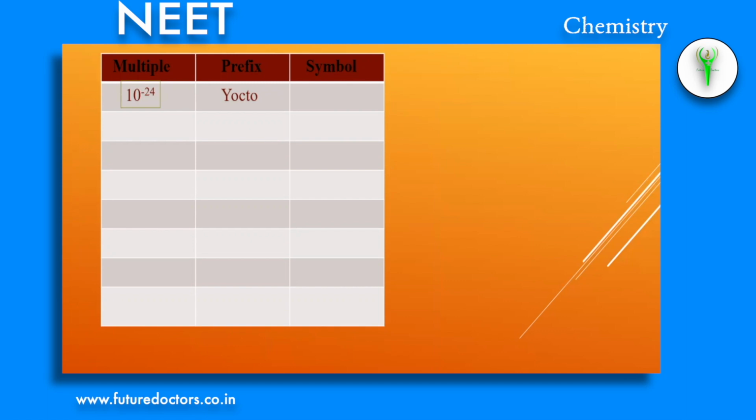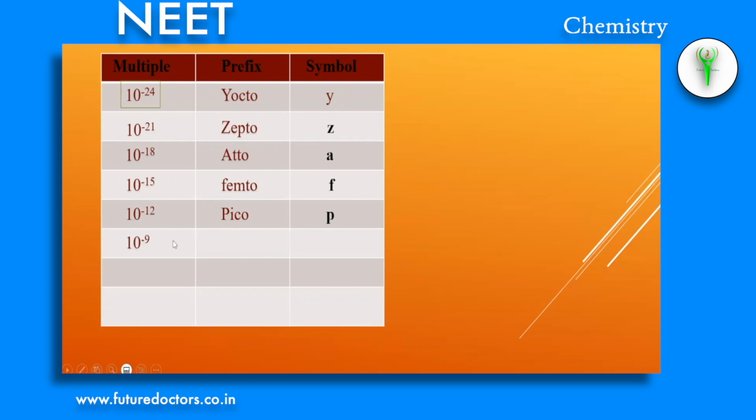10 power minus 24 means yocto, the symbol is small y. 10 power minus 21, zepto, Z. 10 power minus 18 is atto, small a. 10 power minus 15 means femto, small f. 10 power minus 12 is pico. So 1 picometer means 10 power minus 12 meter.